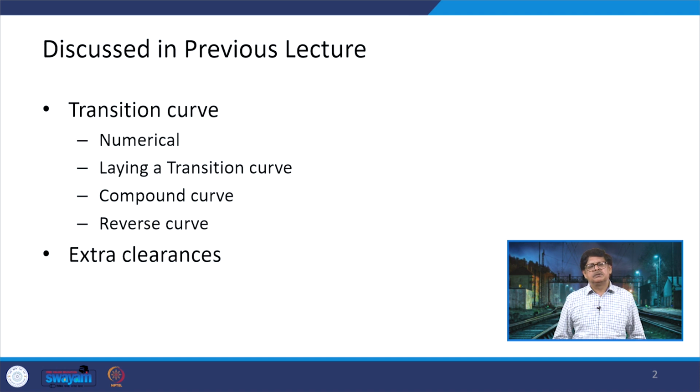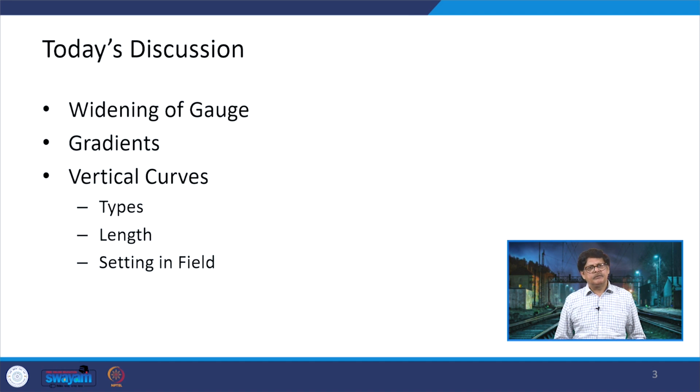And then there were requirements to be looked at in terms of clearances when two tracks are being laid side by side, or the tracks are being laid on the side of a platform. So, those types of extra clearances have been discussed. Now, today we are going to start with another aspect, that is widening of gauge.